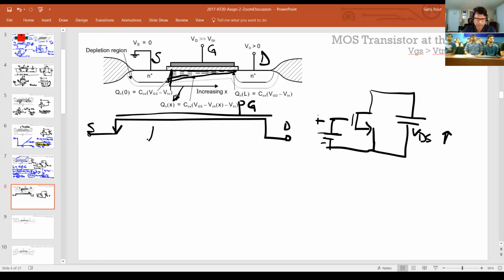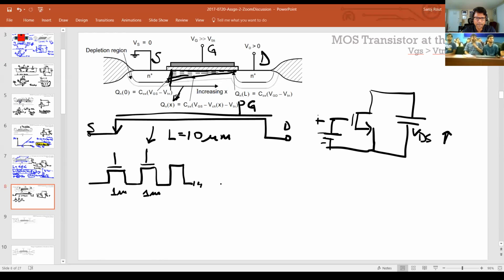Now I can take the same transistor and actually split it into many transistors, right? I'll split them into smaller transistors. Let's say this L was 10 micrometers, I'm just taking it as an example. I'll divide it into 10 where each L here is 1 micrometer. The W's are all the same, right? And I'll do 10 of these, let's say. And all these gates are connected.